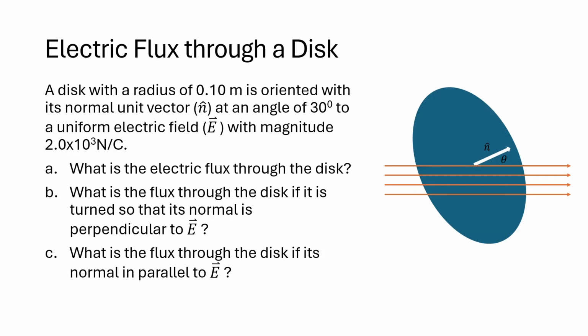All right. And the magnitude of the electric field in this problem is 2.0 times 10 to the 3 newtons per coulomb. So in letter A, we are asked to determine the electric flux in this particular condition. However, in letter B, it is mentioned that the disk is turned so that its normal is perpendicular to the electric field lines. In other words, if that's the case, the plane of the disk is now parallel with the electric field lines because the normal line is perpendicular, right?